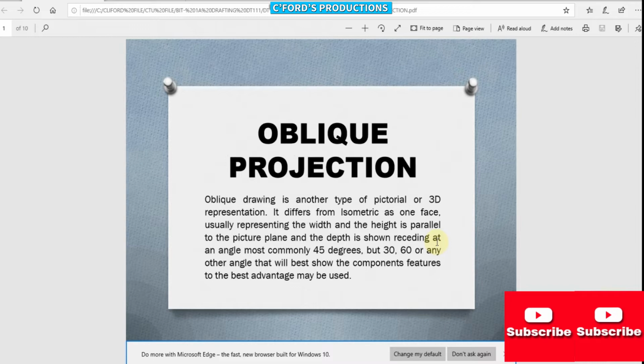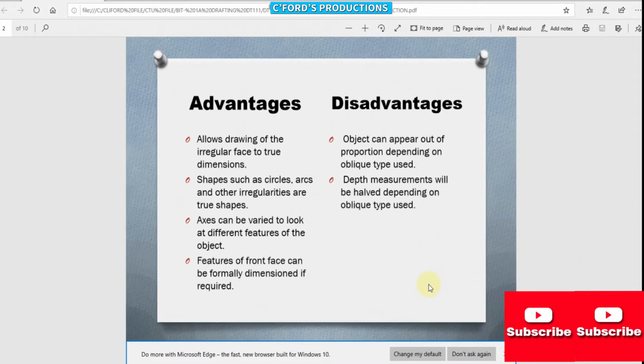That will best show the component's features to the best advantage. So in oblique projection, there are advantages and disadvantages. First, the advantages in an oblique projection.